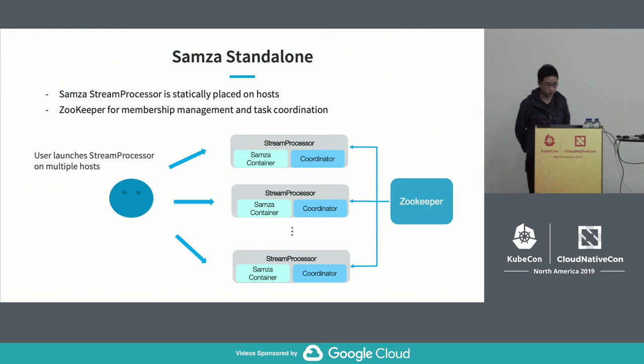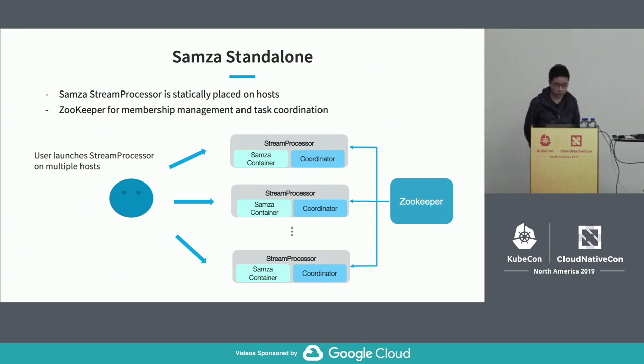First, the standalone mode of Samza. In the previous part, we mentioned that Samza works on Kubernetes, and Samza also has a way to run statically on the host, meaning the user can simply start the Samza stream processor manually on the bare host. In this mode, all the stream processors use ZooKeeper for communication. Basically, it uses ZooKeeper for membership management and task coordination. In contrast, in this mode, it does not use Kubernetes or YARN for scheduling. So there will be limitations, like if one node fails, the Samza stream processor cannot automatically fail over to a different node. So there will be some limitations in this mode.